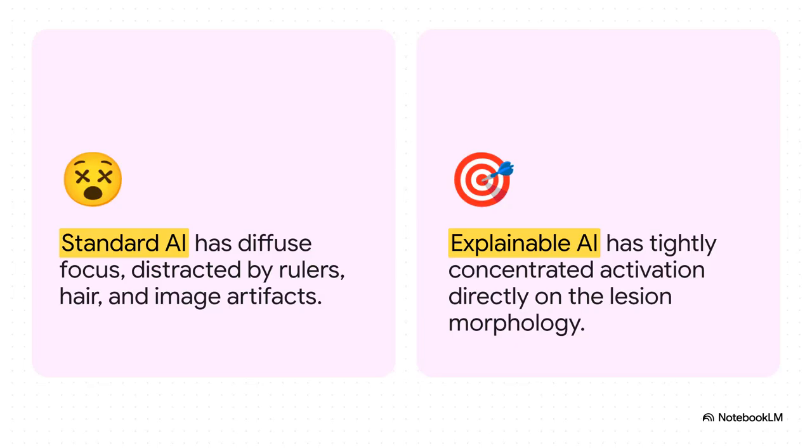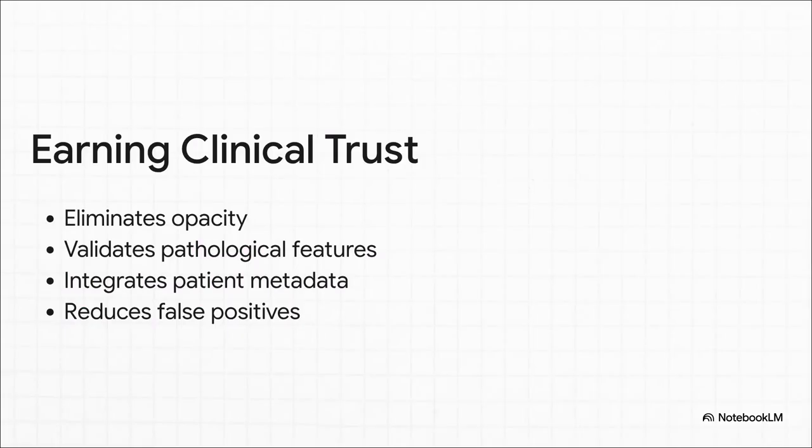And this brilliantly illustrates the difference. With a standard AI, the heat map is incredibly diffuse. It's glowing all over the place. It's looking at the medical ruler, it's tracking skin hair, it's just totally distracted by image artifacts. It might guess the right answer, sure, but for completely the wrong reasons. But with an optimized, explainable AI, the activation heat map is tightly concentrated directly on the lesion's core morphology. It is looking exactly where a human doctor would look. No distractions. That level of visibility is how you actually earn clinical trust.